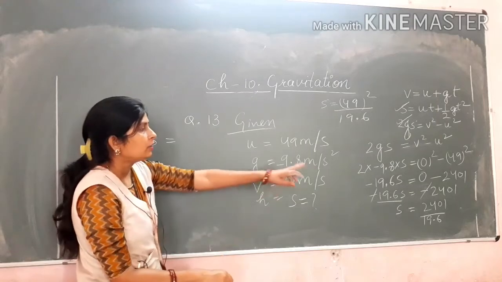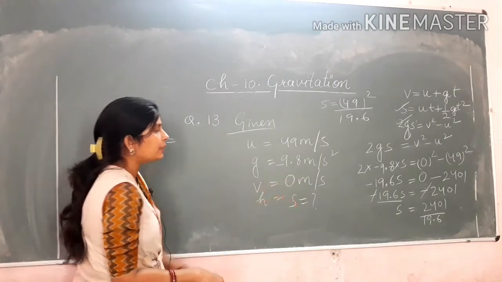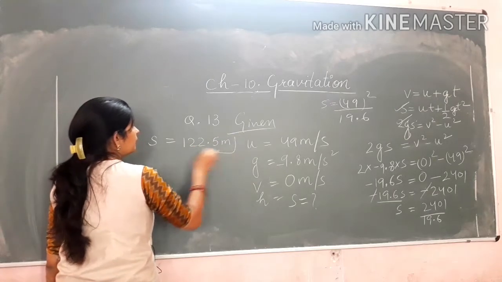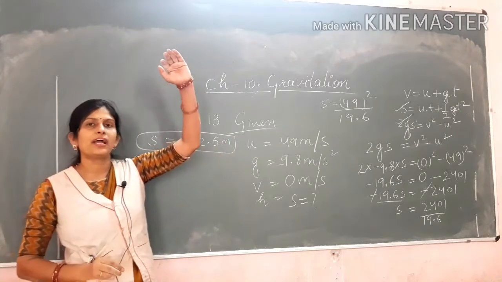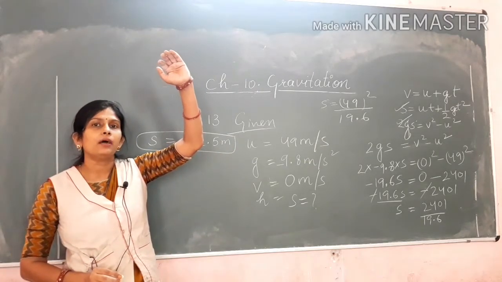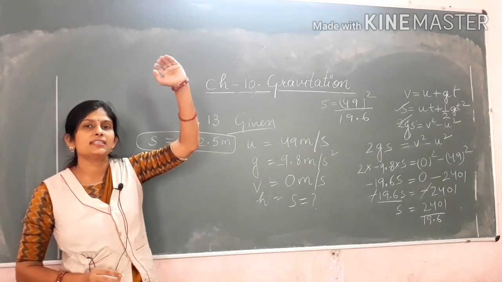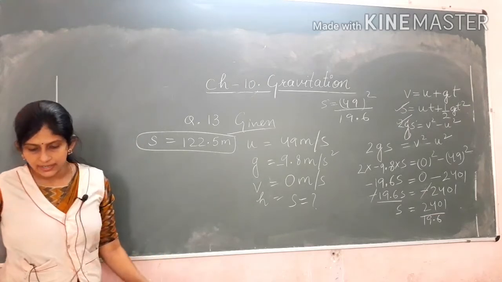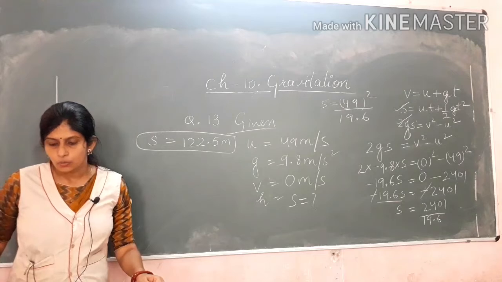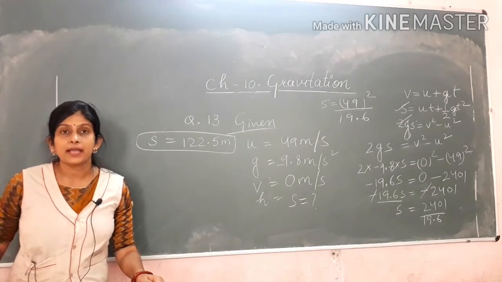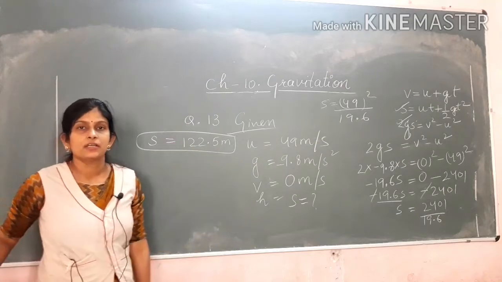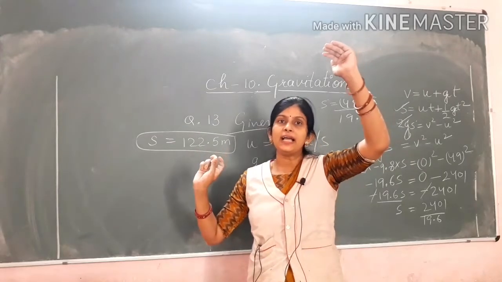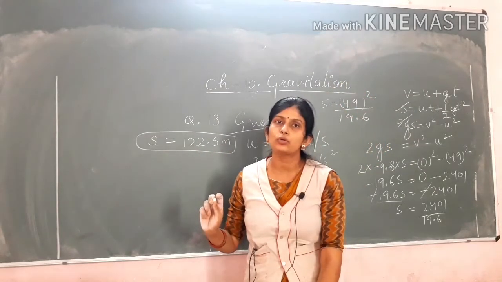When you divide 2401 by 19.6, you get S equal to 122.5 meter. So it is the total distance or height covered by the ball in upward movement. Up to this much height it goes, that is 122.5 meter. Second part: it is asked what is the total time taken by the ball to reach the earth's surface. Firstly, the ball reaches this height, then it comes back to the earth's surface.